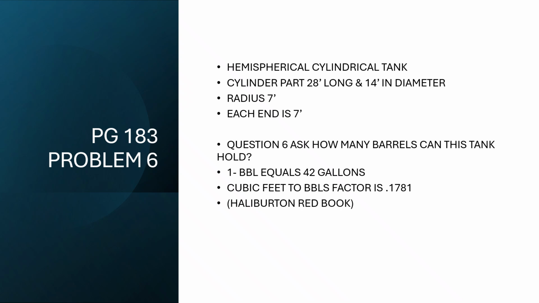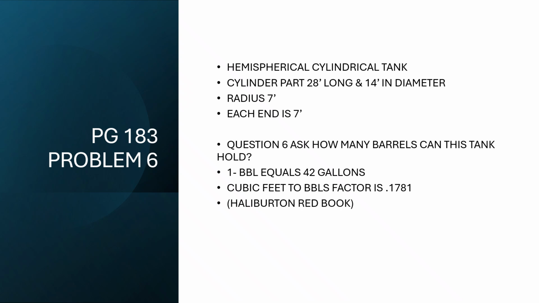The problem that we're going to work is from page 183, problem 6 in the self-test section. You've got a hemispherical cylindrical tank that is 28 feet long in just the cylindrical section, 14 feet in diameter, so the radius will be 7 feet, and each end has a radius of 7 feet. Question 6 asks how many barrels can this tank hold?